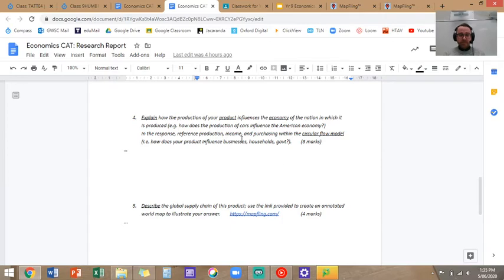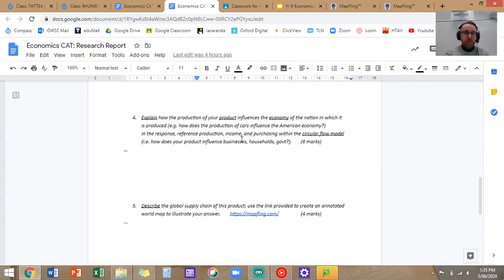Anyway, question 4. Explain how the production of your product influences the economy of the nation in which it is produced. So not where they're selling it, but where they're making it. So for example, how does the production of cars in America, big companies like Ford, not Holden, that's an Australian company, I can't think of any other car companies, that's embarrassing. How does this production of cars influence the American economy?